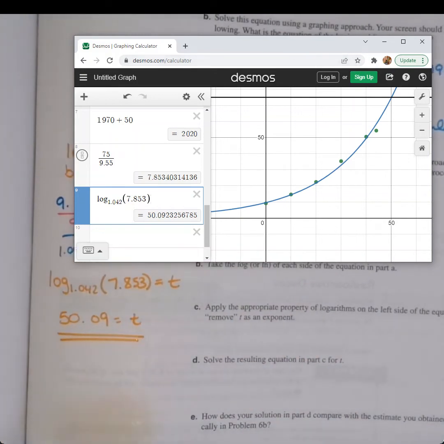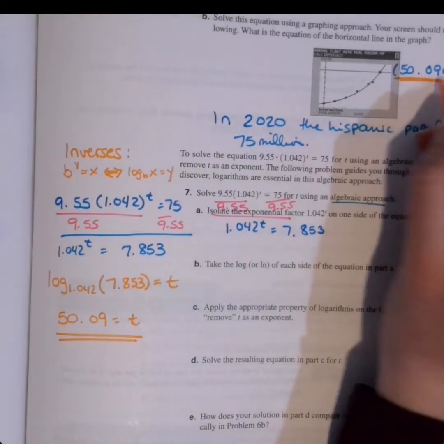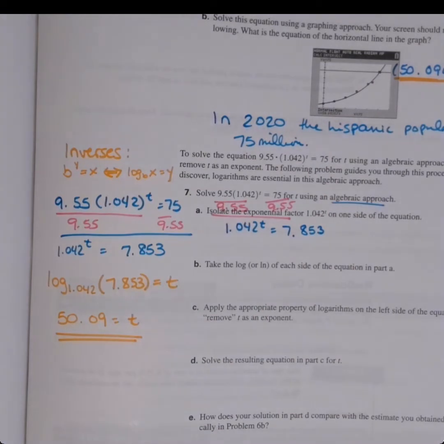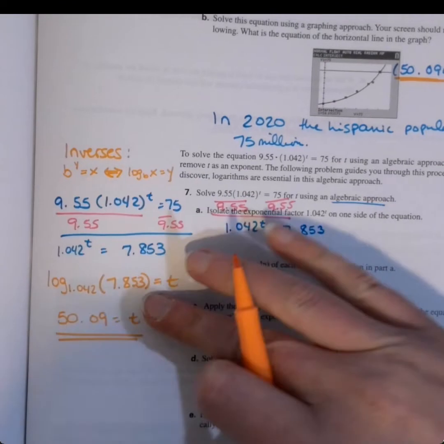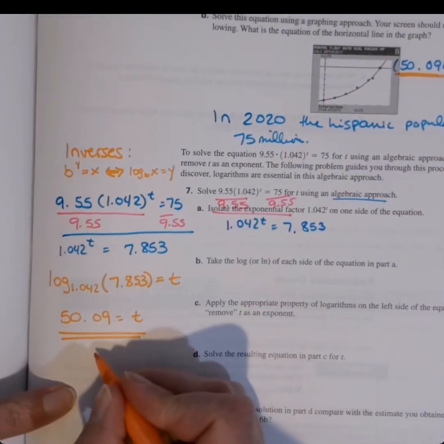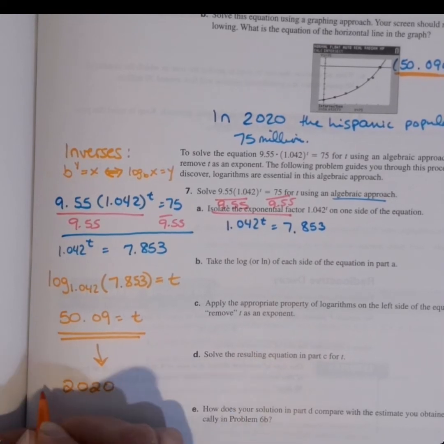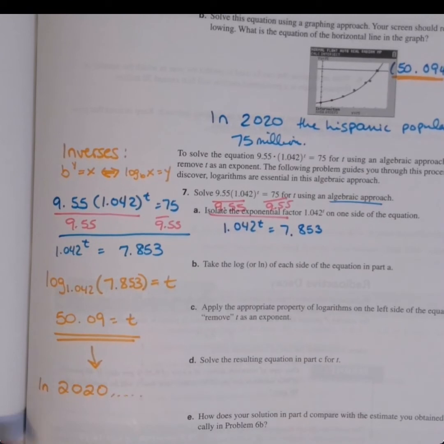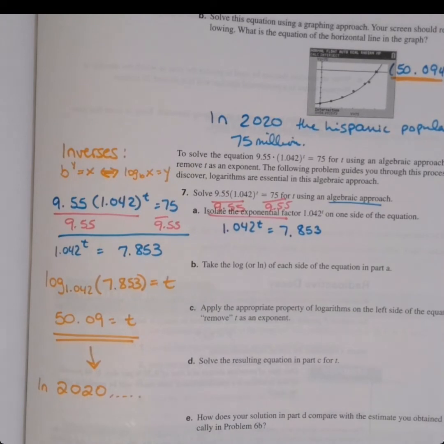When we solved this equation up here graphically, that's the same thing that we got, right? 50.09, 50.094. I have one extra place up here. But I'm getting the same result algebraically that I got graphically right here. And so this also implies that my year is going to be 2020, in 2020, there were 75 million Hispanic people in the US. Okay. All right. So this is the inverse method. That's my favorite method to use in this situation, is to apply the inverse function.